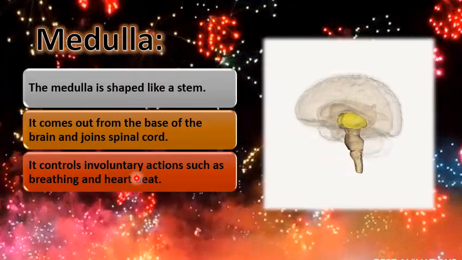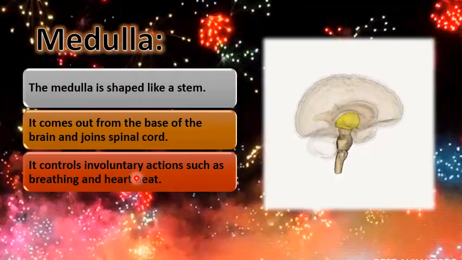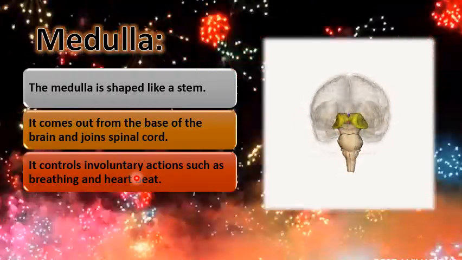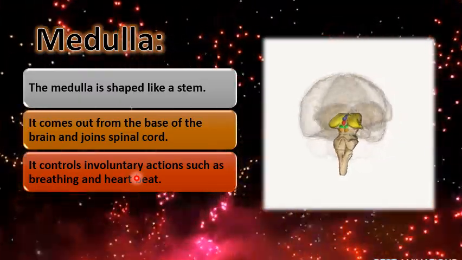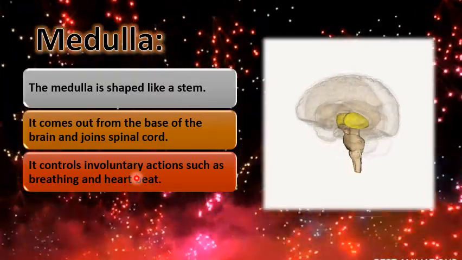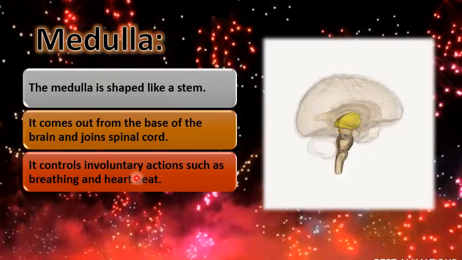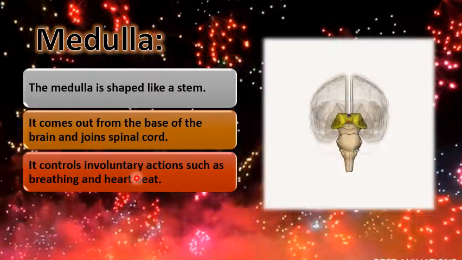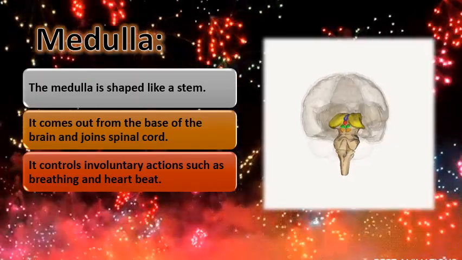So the cerebrum is functioning for controlling the thinking. The cerebellum performs its function to control the movement of the muscles with the help of the cerebrum. And the medulla controls the involuntary actions such as breathing and heartbeat. There is also movement in the digestive system, and that is also controlled by the medulla.